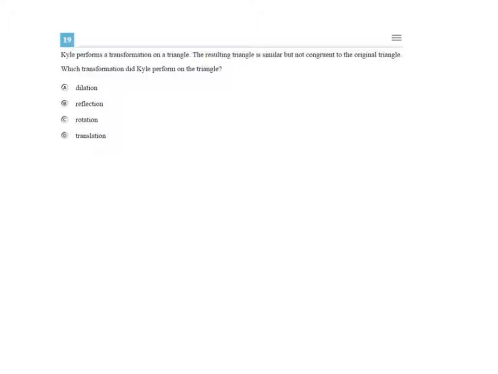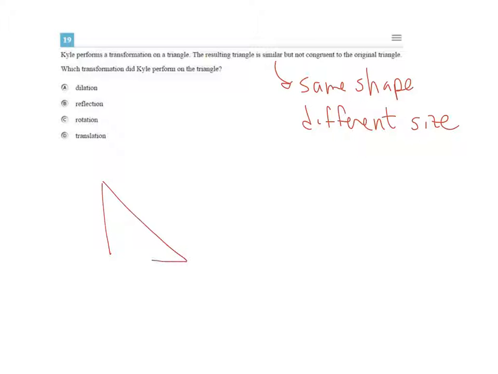All right, 19 says, Kyle performs a transformation on a triangle. The resulting triangle is similar but not congruent. So similar, remember, means same shape but a different size. Congruent means the same shape and the same size. So what's going to happen if I take a triangle and I do one of these transformations? What will make it a different size?